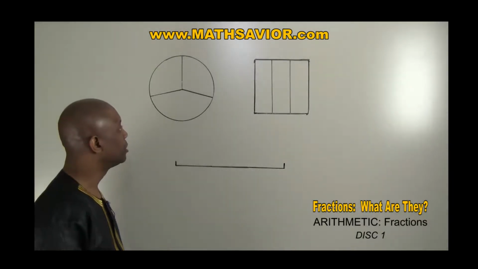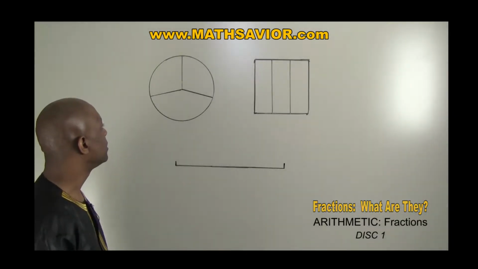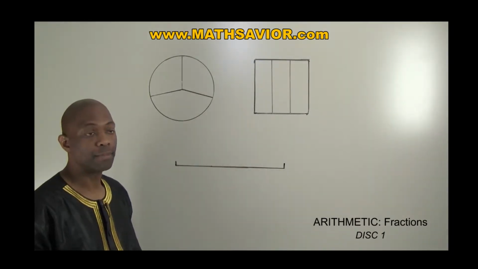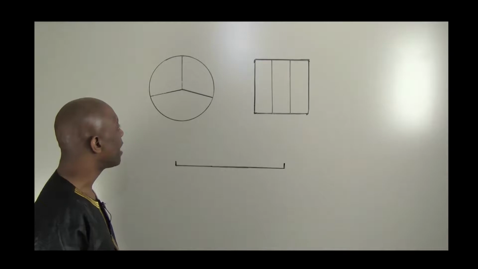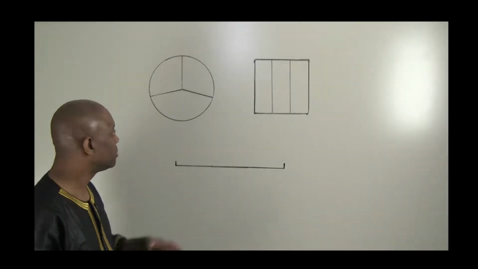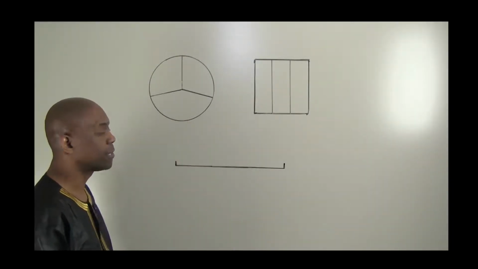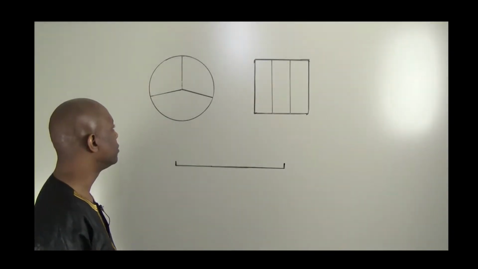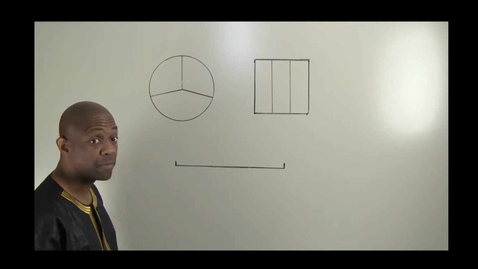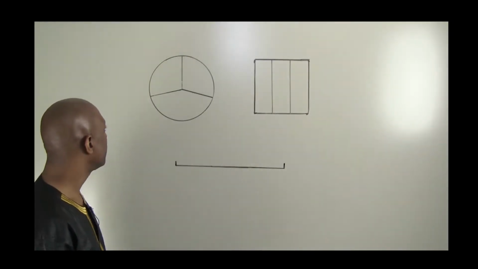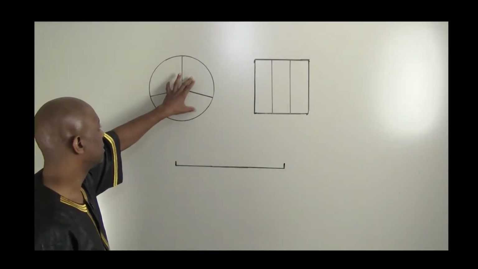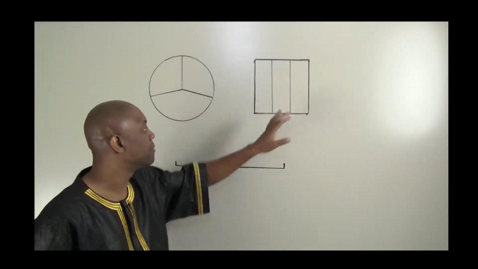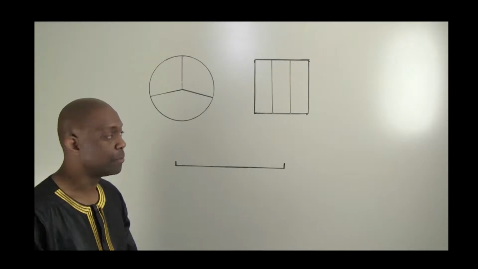Many of you have been shown fractions represented by circles, squares, and sometimes even lines. There's some fallacy associated with using the circle, for example, that you get into trouble with when you get into dividing these circles up into even smaller and smaller segments. This particular circle has been divided into 3 segments. This square has been divided into 3 segments as well.